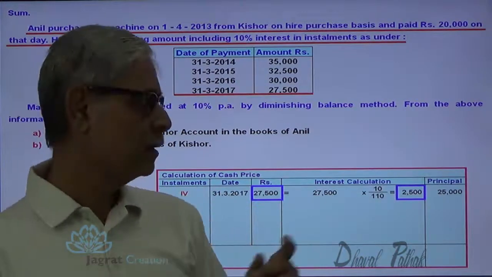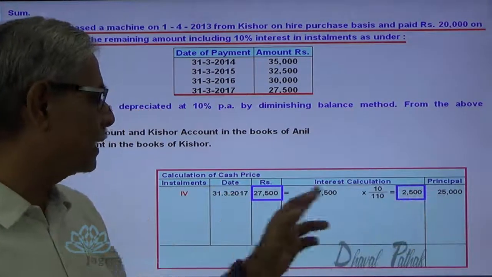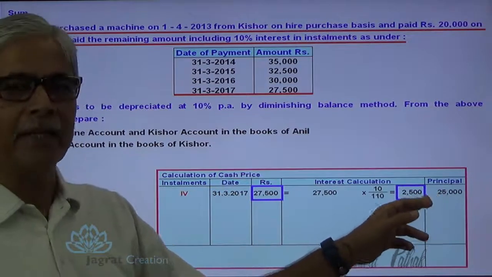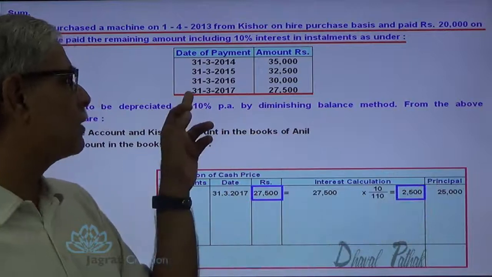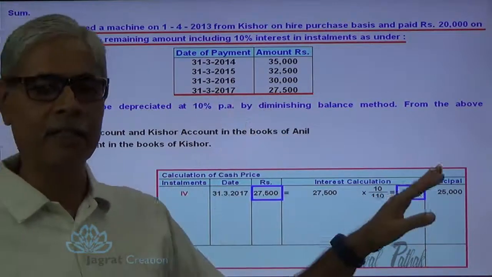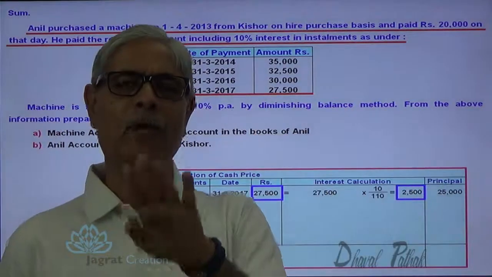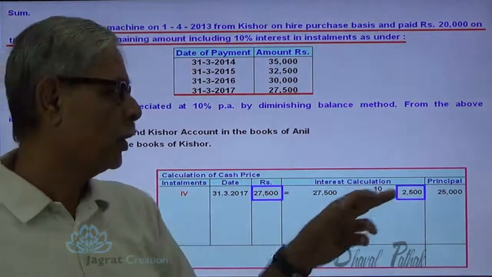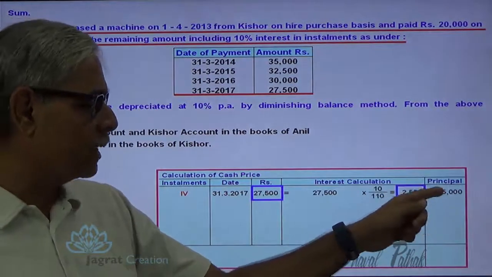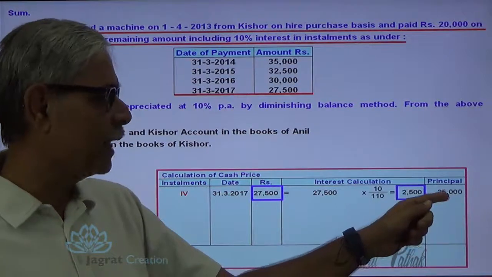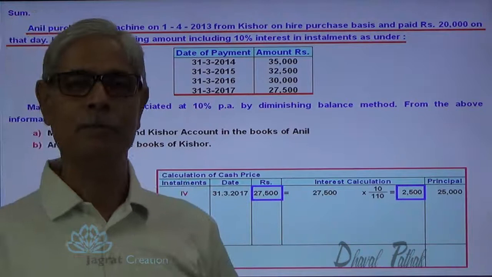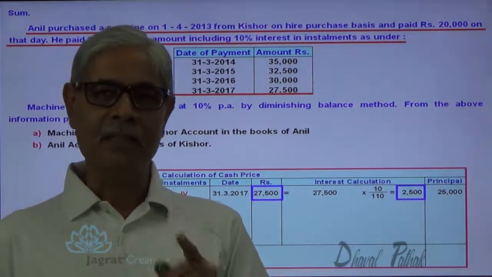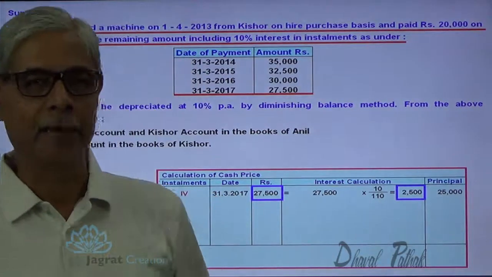The question is, the outstanding amount 25,000 principal sum paid in the last installment. That was outstanding. That was paid on 31/3/2017. So 25,000 outstanding amount paid on 31/3/2017. Now my question is, do you find that this 25,000 was outstanding on 31/3/2016? The answer to the question, yes, it was outstanding.